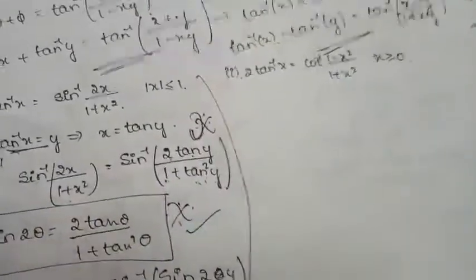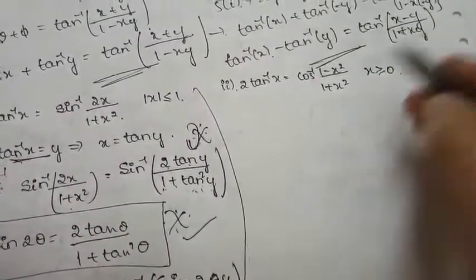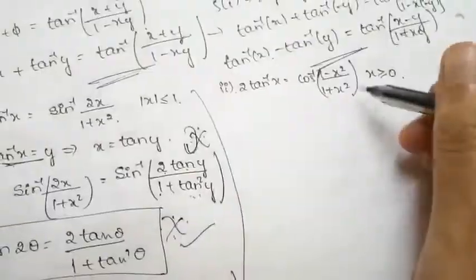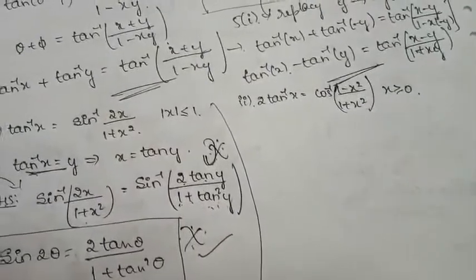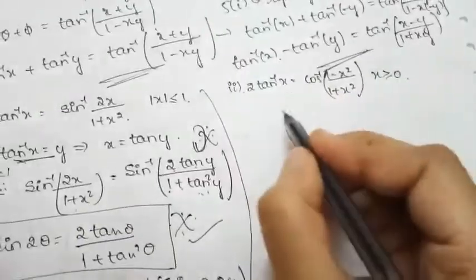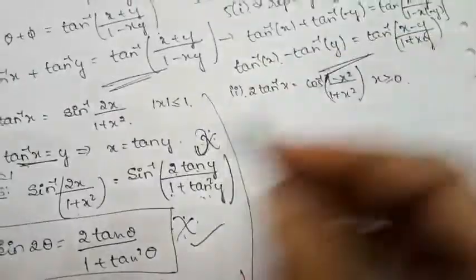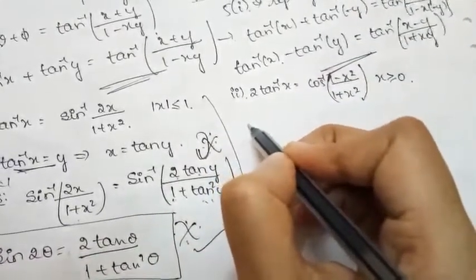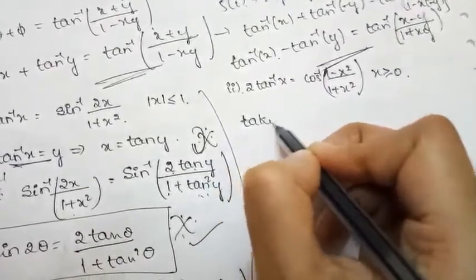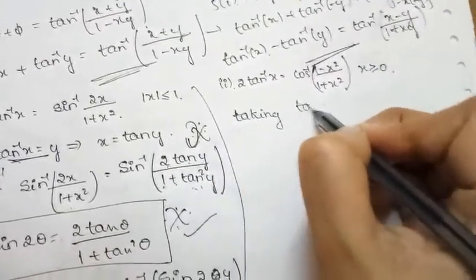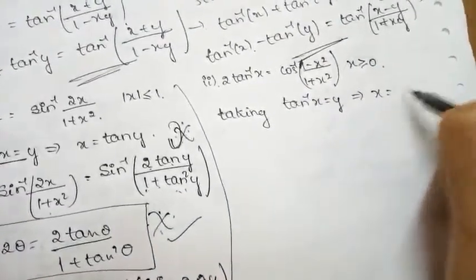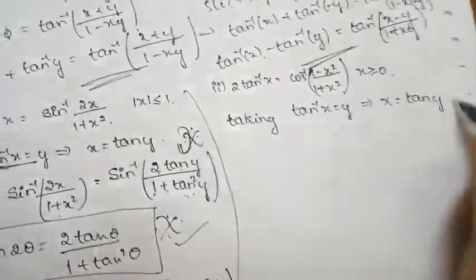So the next thing, that is 2 tan inverse of x is equal to cos inverse of 1 minus x square divided by 1 plus x square. I think again one of the trigonometric identities might have flashed in front of your eyes by looking at this theorem. So how are we beginning here? By taking tan inverse of x is equal to y. What does that imply? x is equal to tan y.